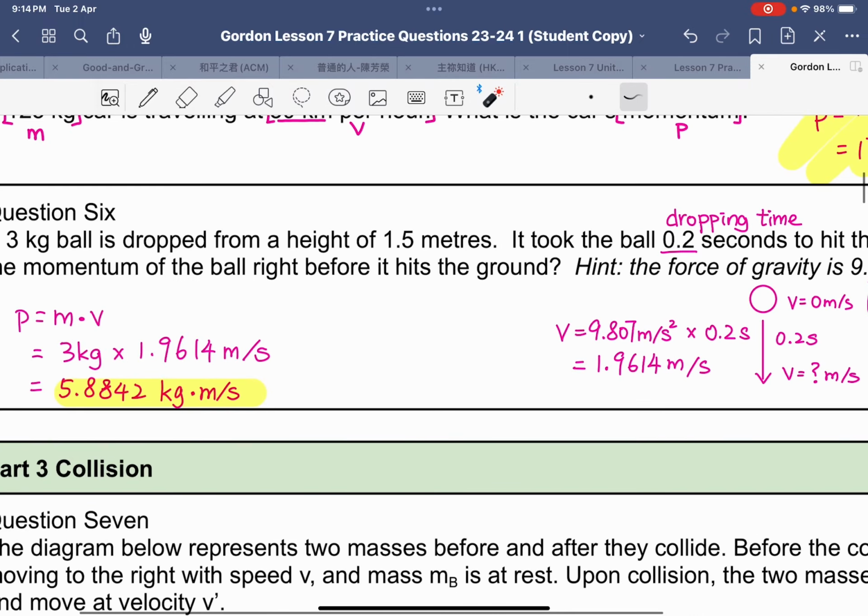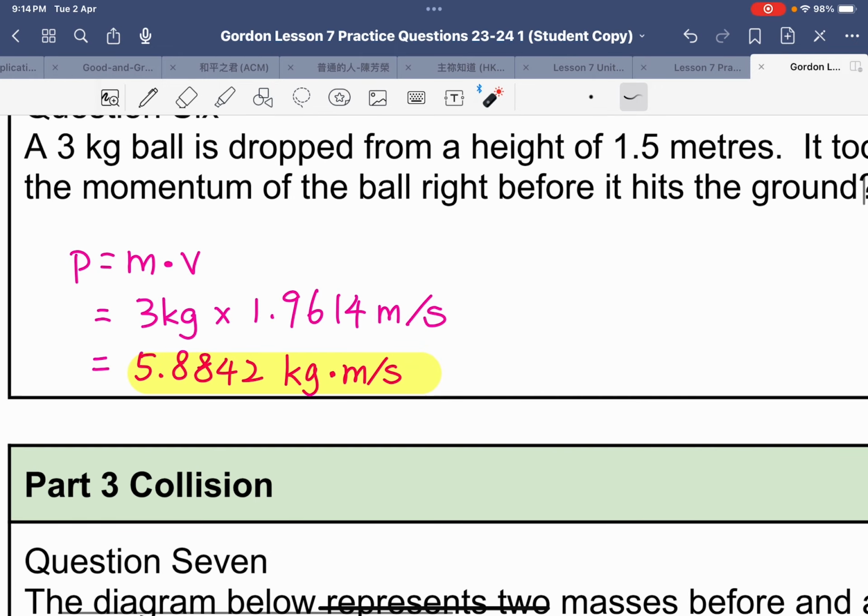Sorry, 1.9614. All right, anyways, so now we can sub in the numbers. We have the mass, we have the velocity we just calculated, and so times it together, you will have this as your final answer.